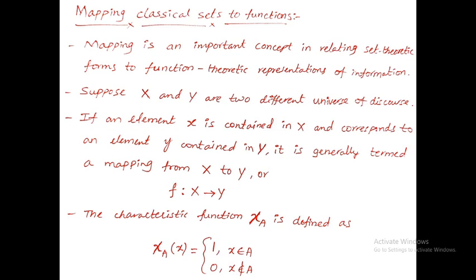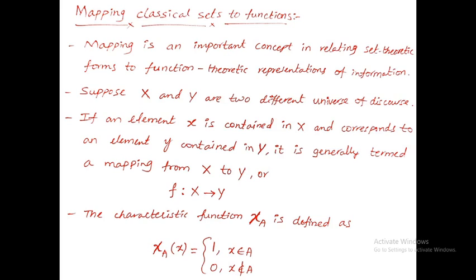So next, if you see the mapping of classical sets to the function, what you are doing is mapping of classical sets to the function. This is an important concept in relating the set theoretic forms to the function theoretic representation of the information. What it means, let us suppose capital X and capital Y are two different units of discourse. X is one unit of discourse, capital Y is another unit of discourse.